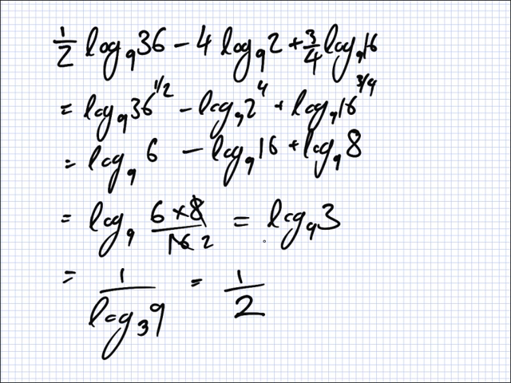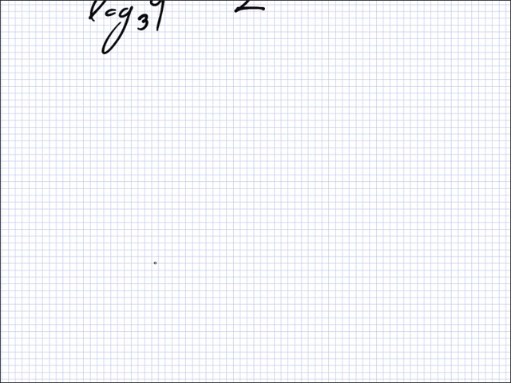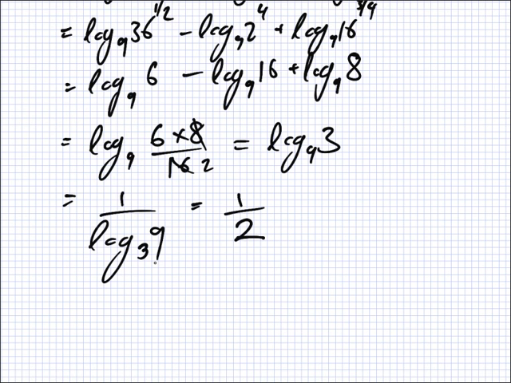The 9 and 3 swap, so it's 3 and 9, so it's 1 over. That's the way to simplify that. Yeah, really, it's probably the best way. Unless you can figure out in your head, 9 to what power gives me 3.